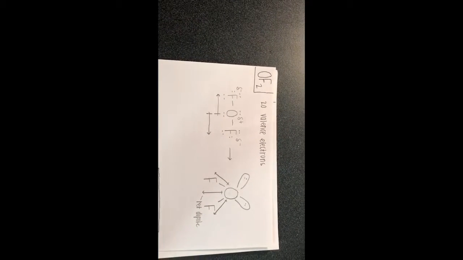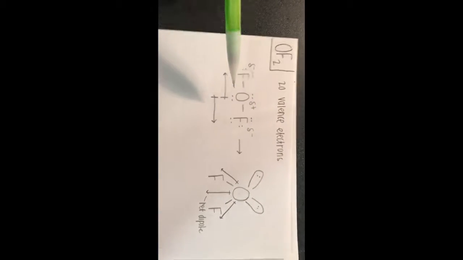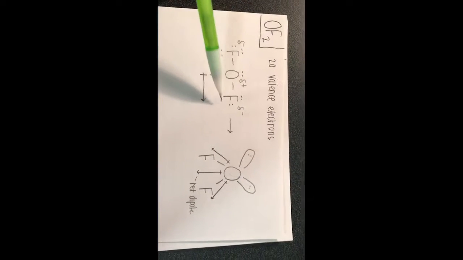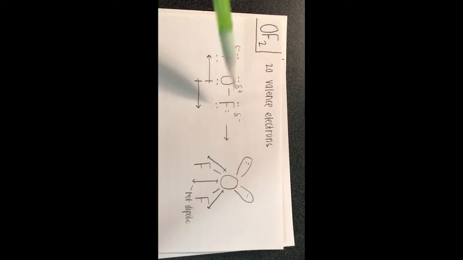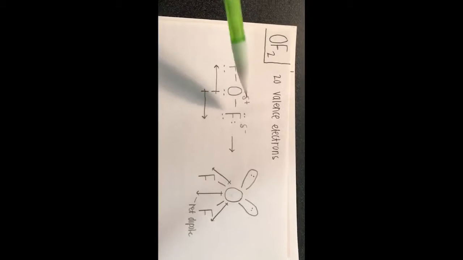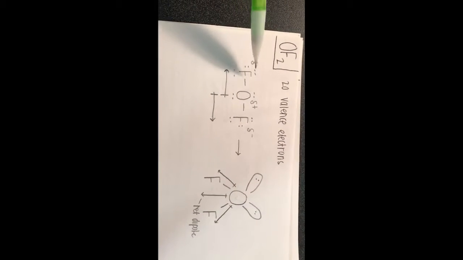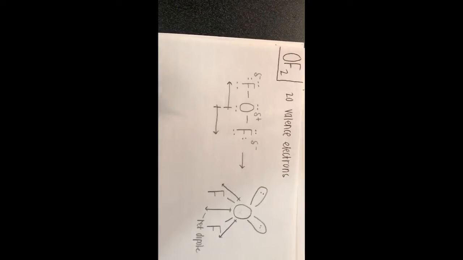Okay, so that's SO3. Now we're going to move on to OF2. OF2 has 20 valence electrons, so we're going to draw our Lewis structure. It's drawn. So let's just make sure that we did it right. 2, 4, 6, 8 octet, 2, 4, 6, 8 octet, 2, 4, 6, 8 octet. And let's see if we use all of our valence electrons. 2, 4, 6, 8, 10, 12, 14, 16, 18, 20. So all of our valence electrons were used up. All of our atoms have octets.